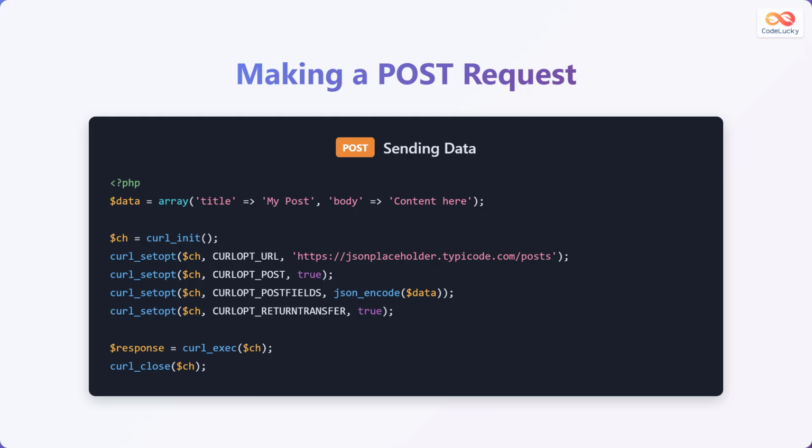To make a POST request, first, prepare the data that you want to send in the POST request. This data is usually in the form of an array. Then, initialize cURL using curl_init. Set the URL to which you want to send the POST request using curl_setopt. Set the option CURLOPT_POST to true to indicate that this is a POST request. Pass the data to the curl_setopt function using the CURLOPT_POSTFIELDS option. Make sure that the data is in JSON format using the json_encode function.